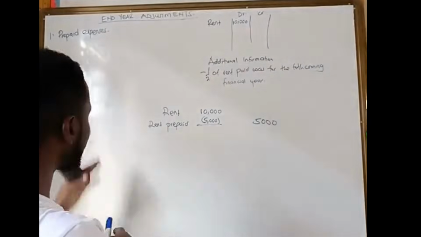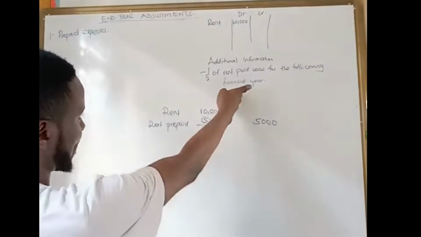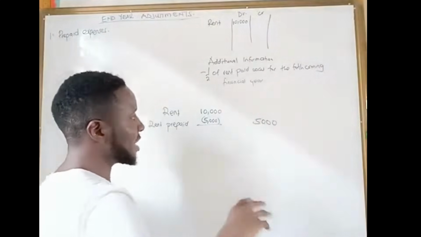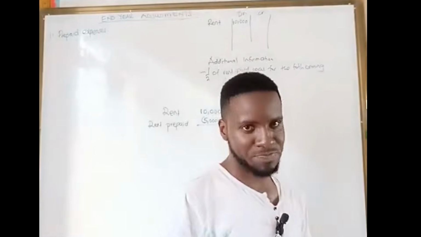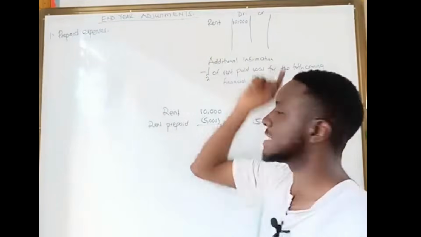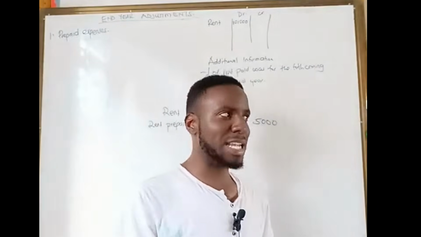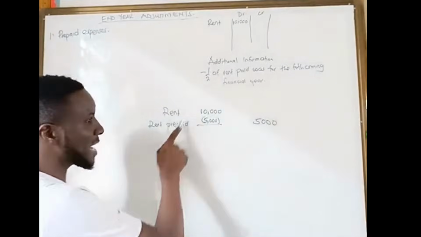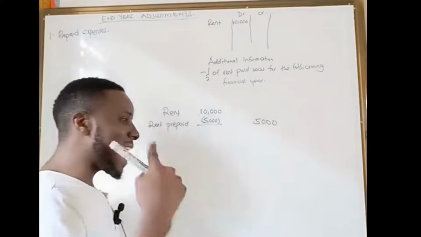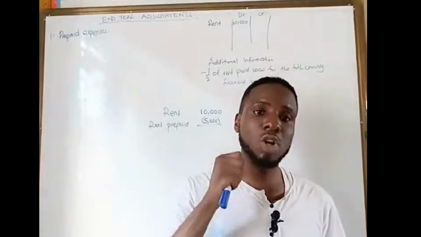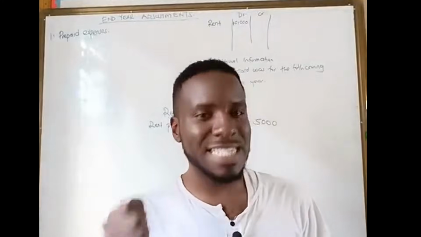When it comes to the additional information, remember, this additional information has not gone through a double entry system. The items in the trial balance have already gone through the double entry system. So when it comes to the items in the additional information, we are supposed to record them twice, because they have not gone through the double entry system.